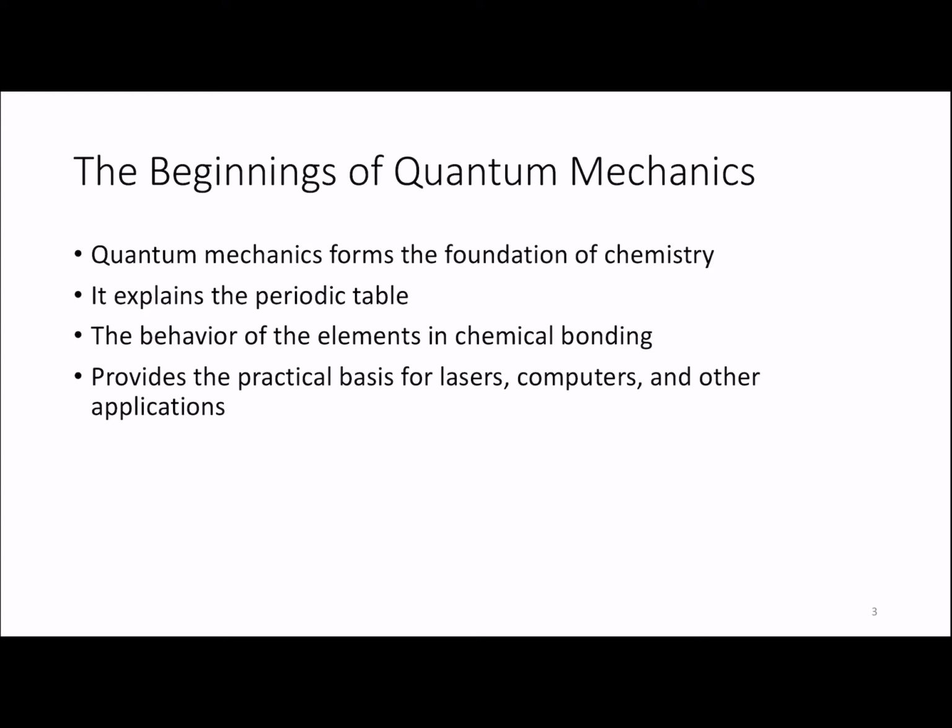Quantum mechanics really forms the foundation of chemistry. It explains the periodic table, the behavior of elements in chemical bonding. It also provides the practical basis for lasers, computers, and other applications.